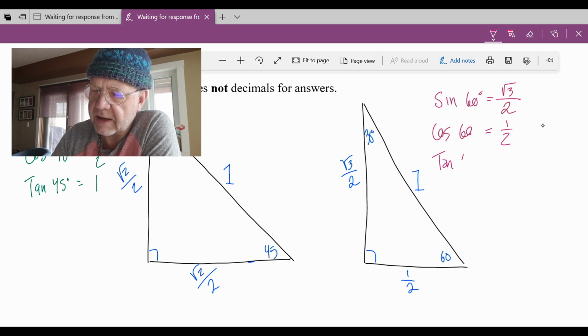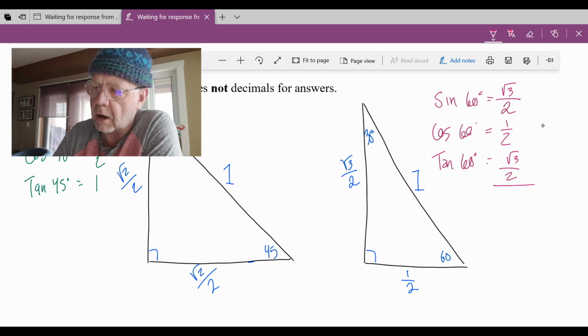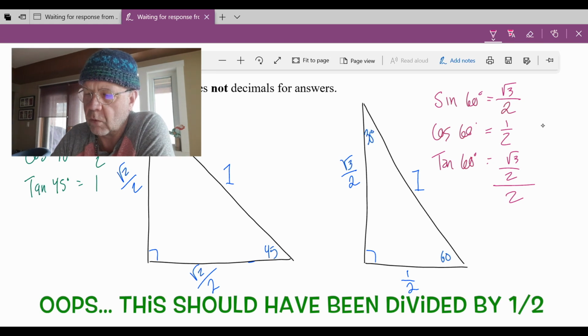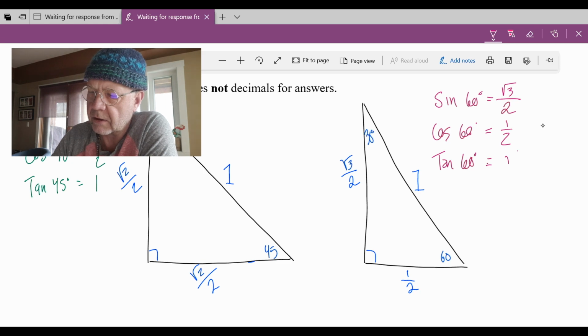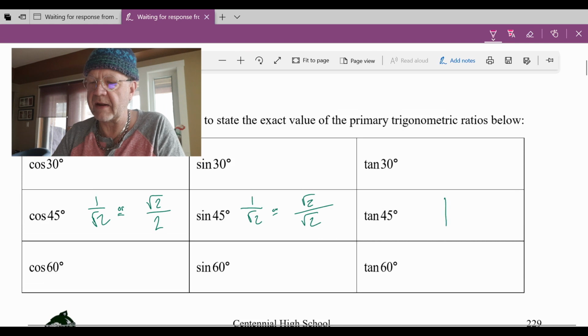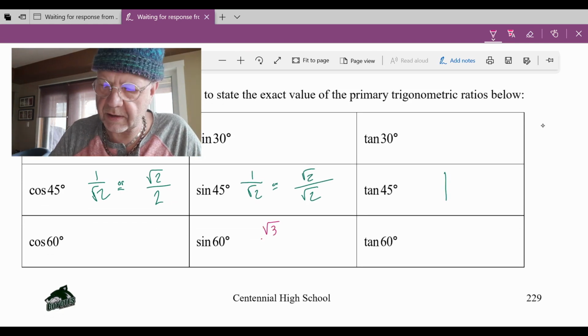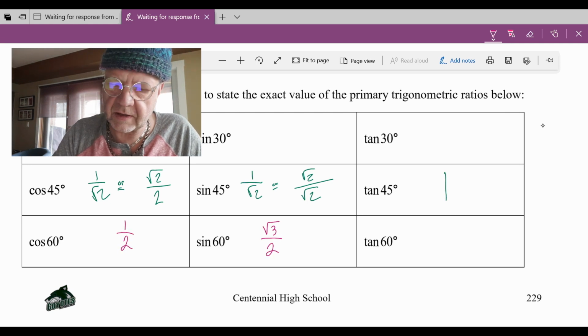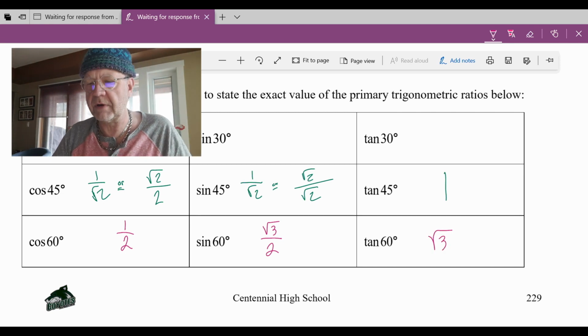And finally, tangent of 60 degrees is going to be root 3 over 2 all over 2, which simplifies, well, you can invert and multiply the denominator, and you'll get root 3. And let's plop that information into our tables here. All right, sine 60 is root 3 over 2. Cosine 60 is 1/2. And tangent 60 is root 3.